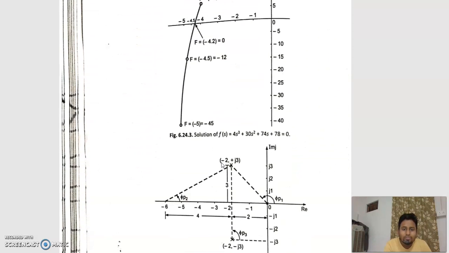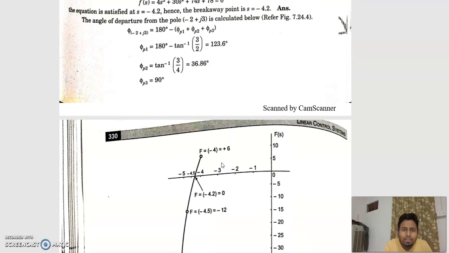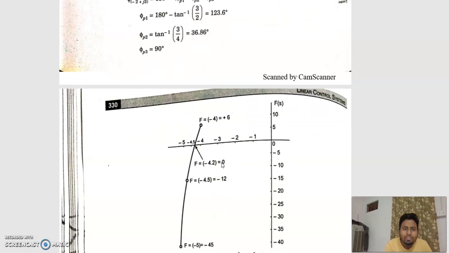Yes, look, phi 2 is a total, subtract 180, subtract phi 2. Now that means we have to find out phi 2, then the total can be expressed as tan inverse 3 by 4. Clear? Now phi 3 is 90 degrees.